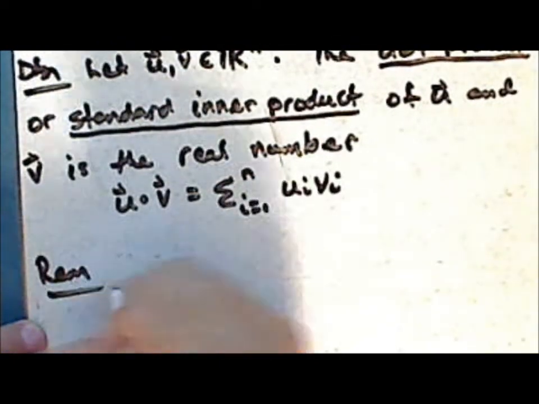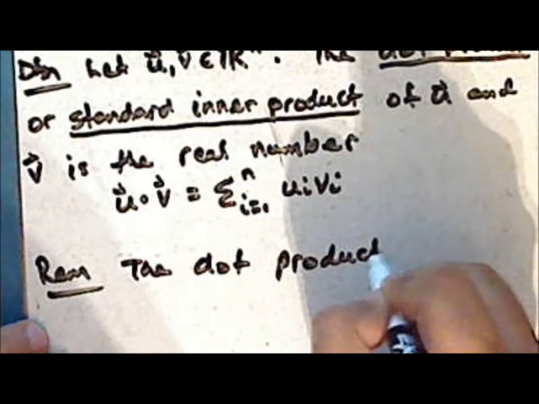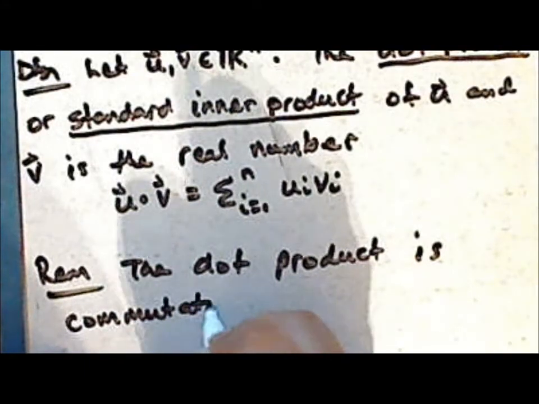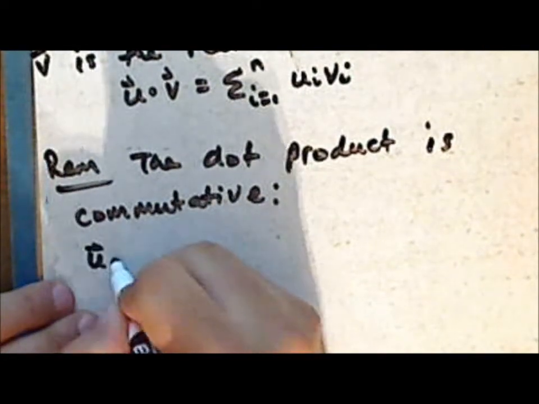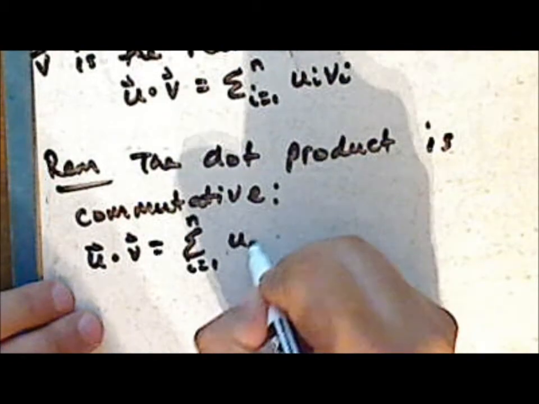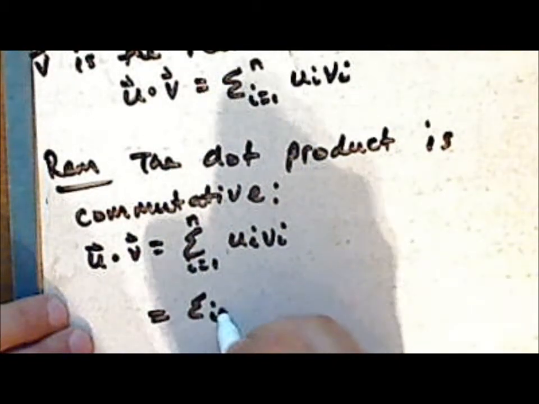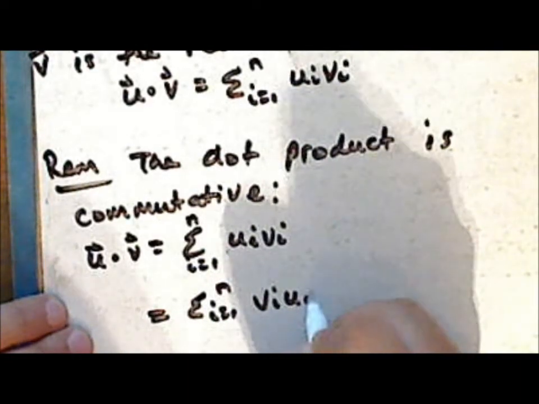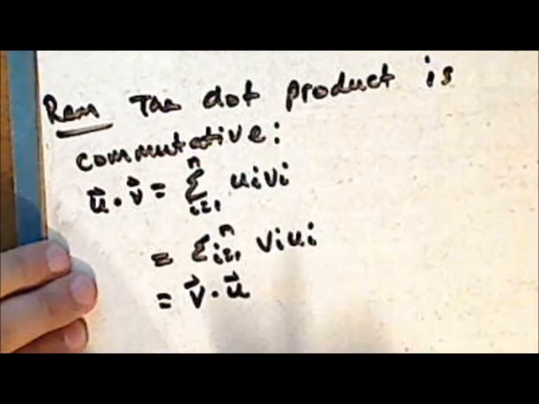So notice that the dot product is commutative. That is, it does not matter the order. U dot v, again, is the sum of the product of the components u times v. This is the same as the sum of the product of the components in the order v times u, and this is v dot u. All right?